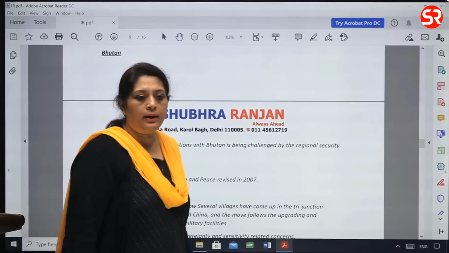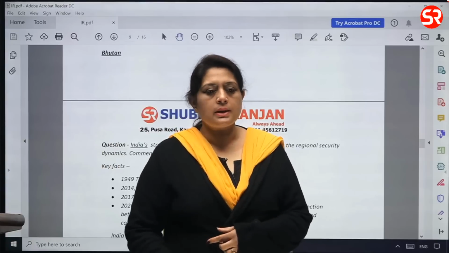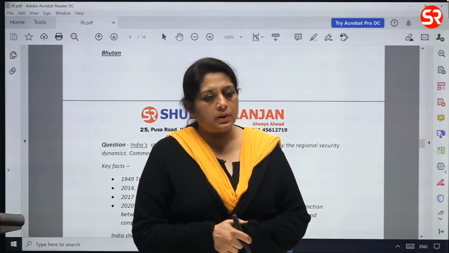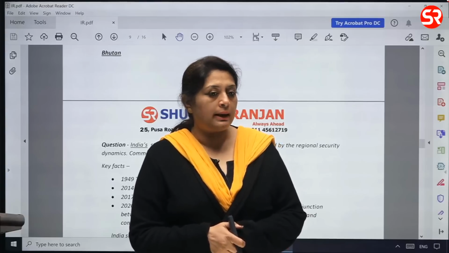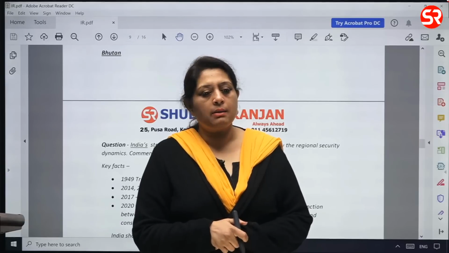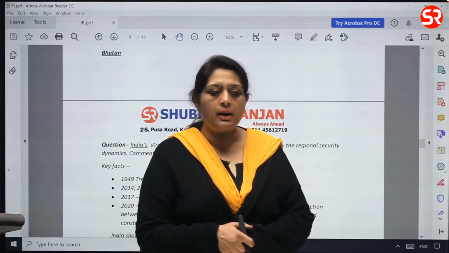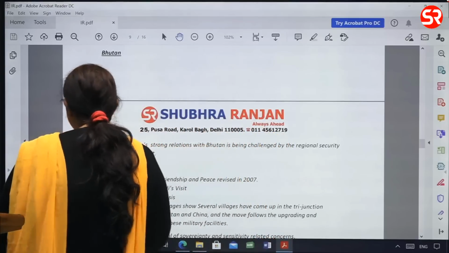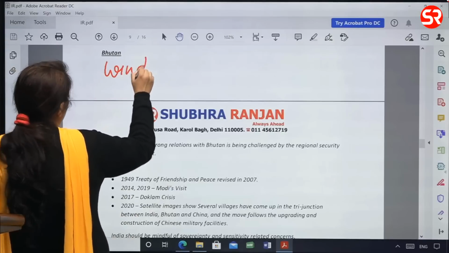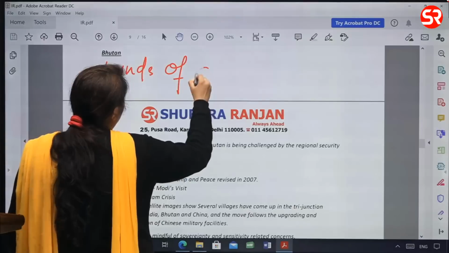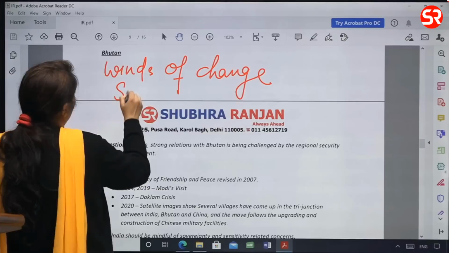India so far has, you can say, the best relations with Bhutan, but it is believed that with democracy coming to Bhutan and with Chinese ambitions rising in the Himalaya, the winds of change are already blowing. The winds of change have started blowing.